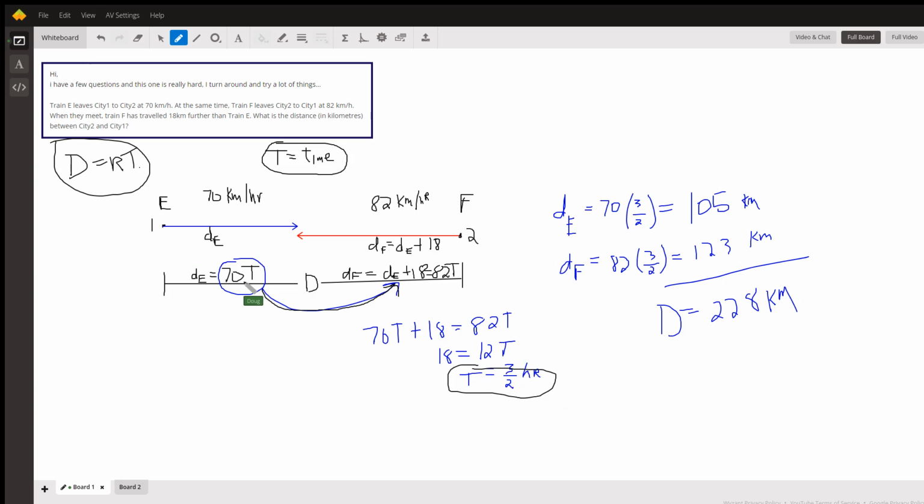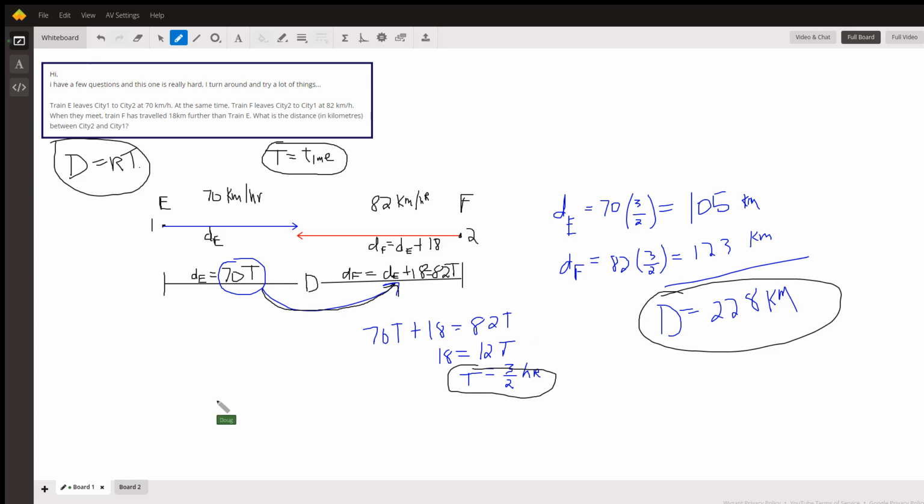d sub E is 70 times the time, 105. d sub F is 82 times the time, 123 kilometers. Add those together and you have the total distance, because this distance adding together gives you the total distance.